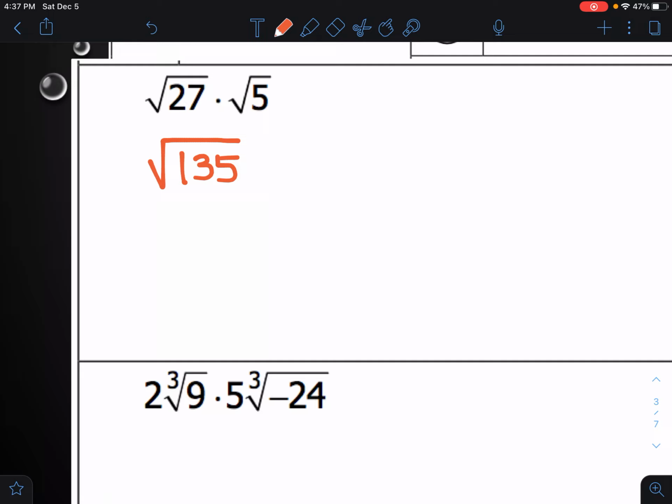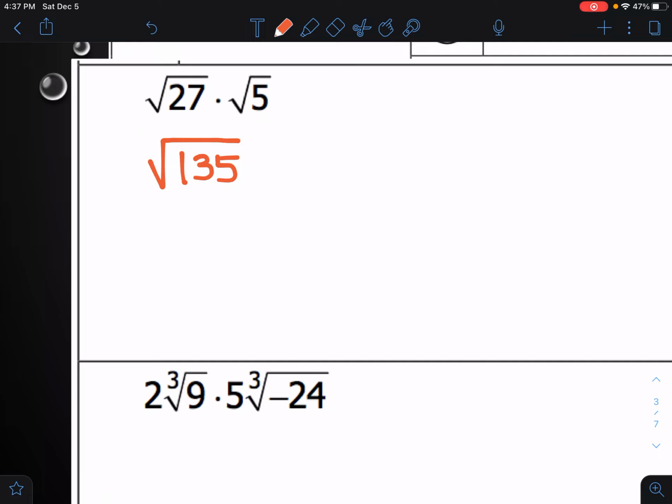And again, when you are multiplying here, the indices have to be the same, but the radicands don't. Like when you're adding and subtracting, the index and the radicand have to be the same to add them together. That's not the case with multiplication.